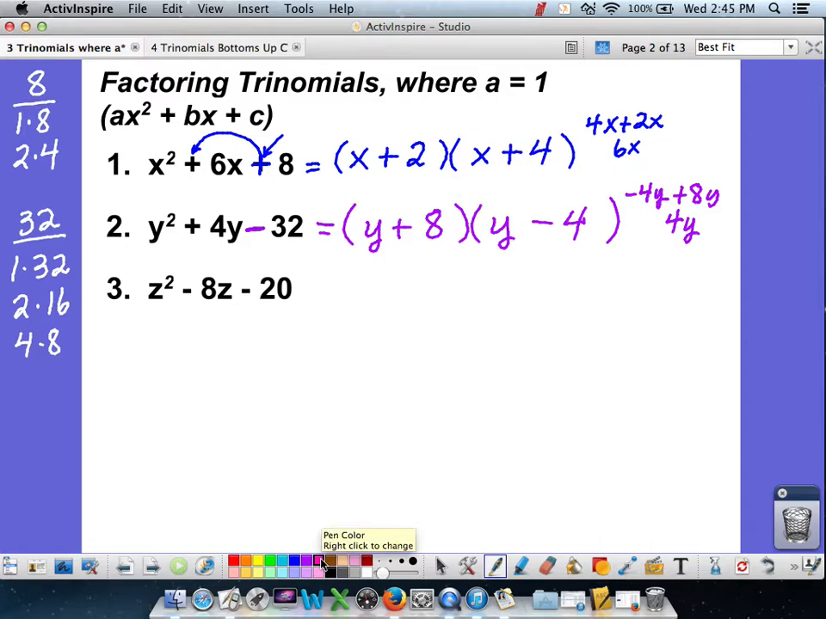Number 3, z squared minus 8z minus 20. Look at the last sign. It is a difference. That means when I set up my two binomials, the signs will be different. One will be plus and one will be minus.